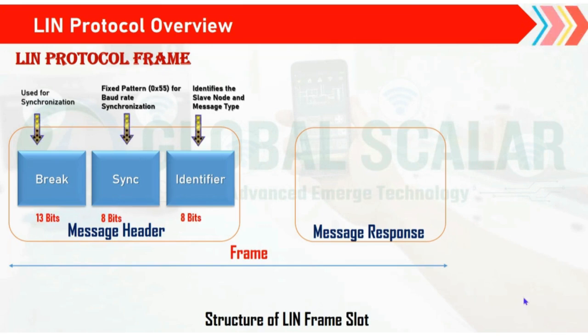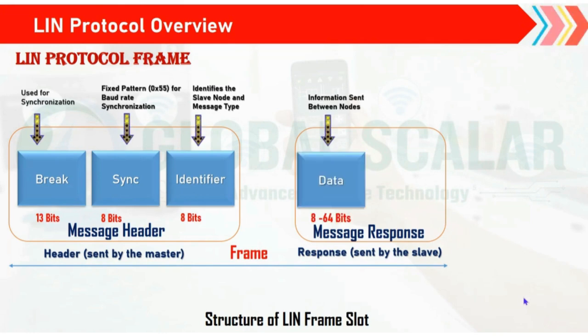Thus, this will be the slave identification number, the message which needs to be transferred, and it will be sent by the master. So now the response is sent by the slave. The information sent between the nodes will be the data. 8 to 64 bytes of data will be transferred.